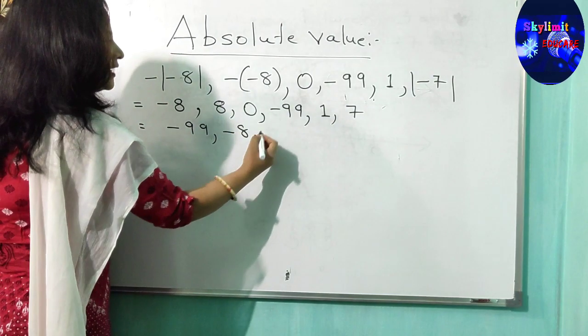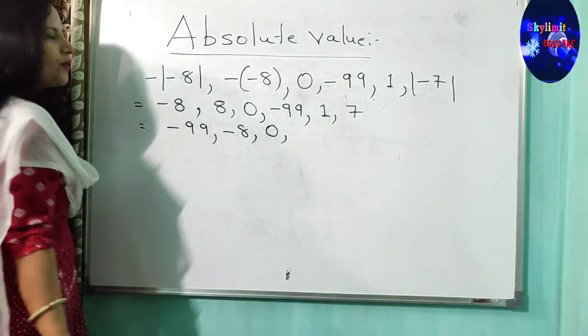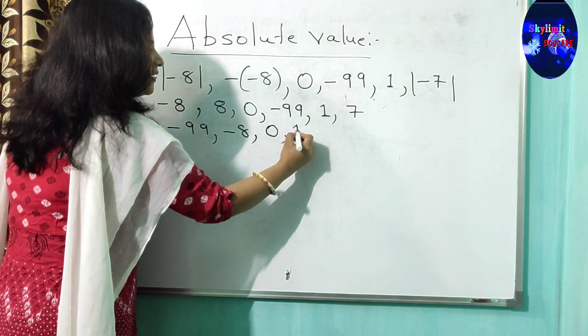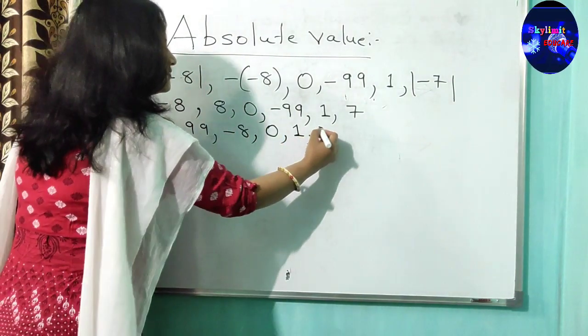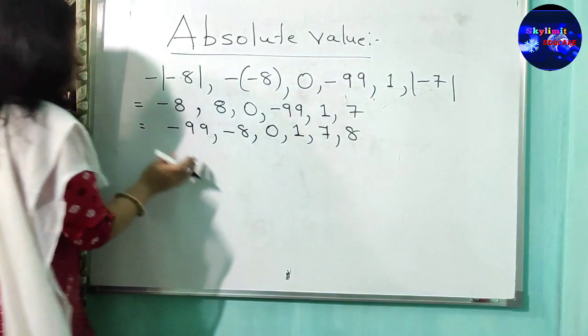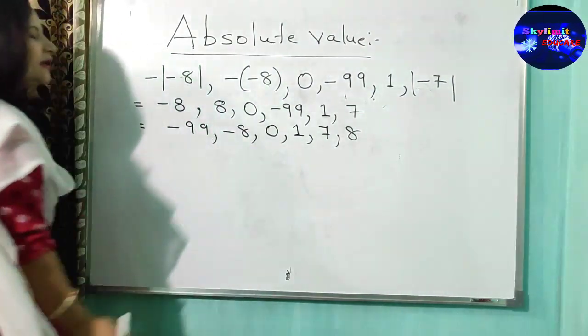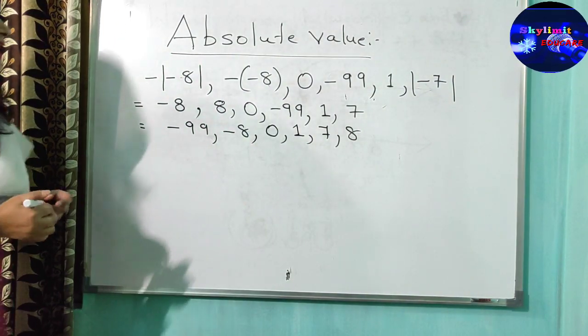Then what do you have? Next number will be 0. Then the first positive number here is 1. Then you have 7 and then you have 8. So this is all arranged in ascending order. I hope the idea is clear.